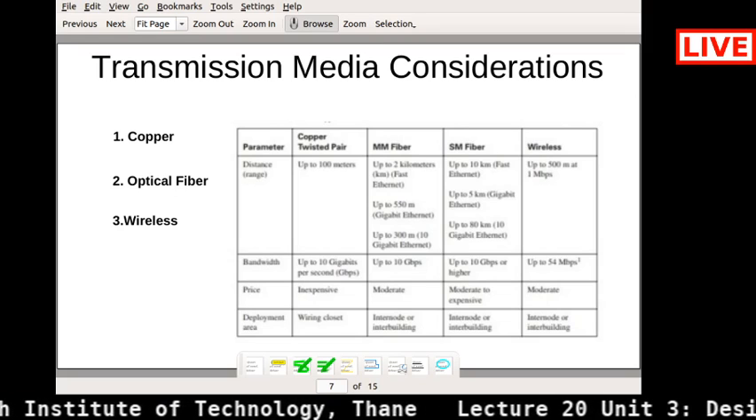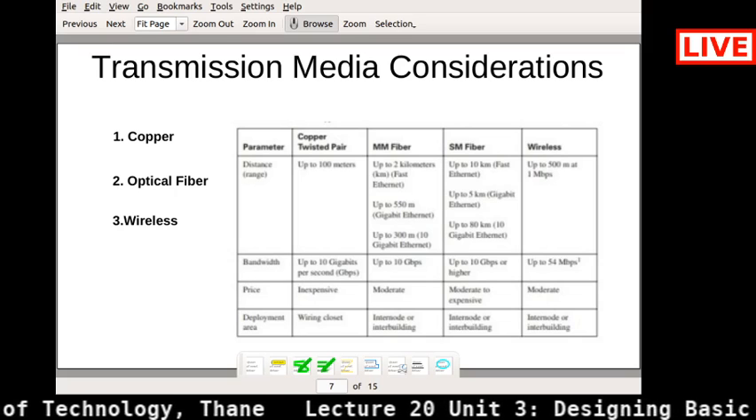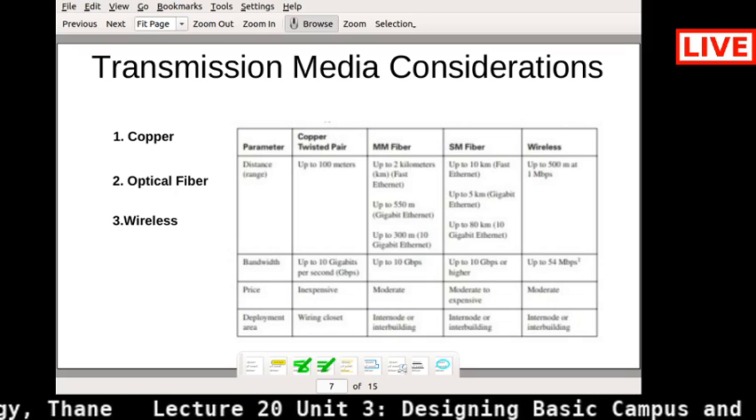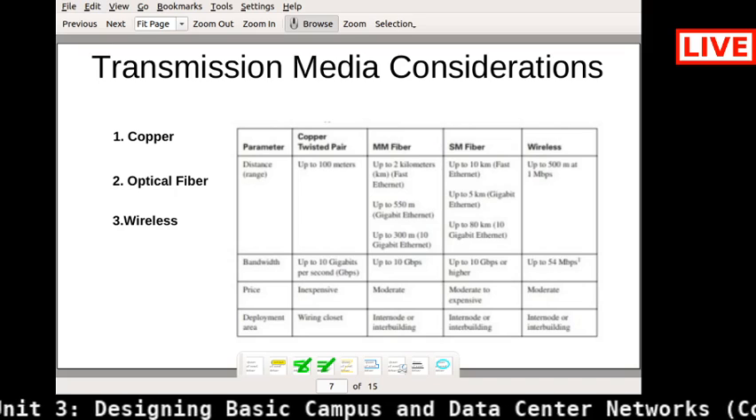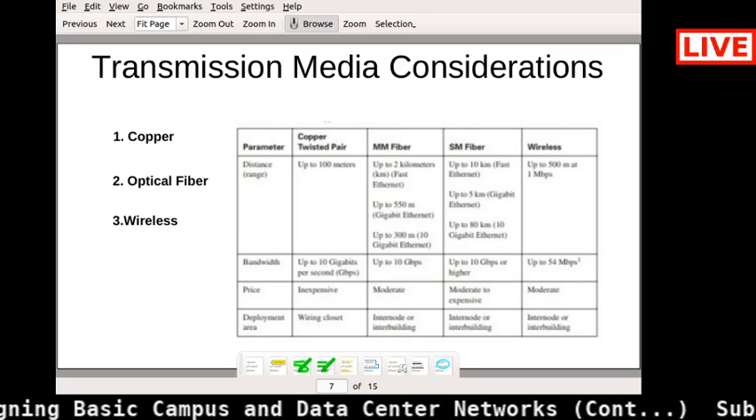And what are the characteristics of it? Obviously it will depend upon what kind of material you are using for preparing that particular twisted pair cable.